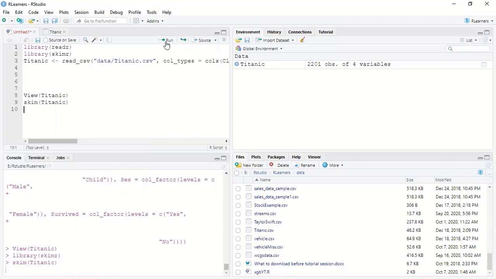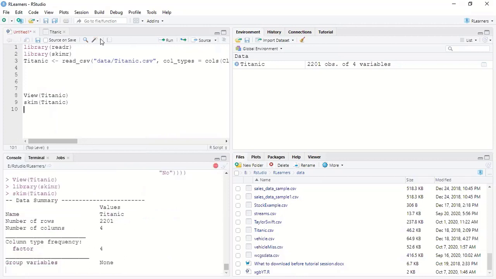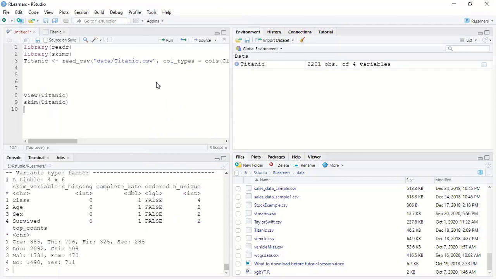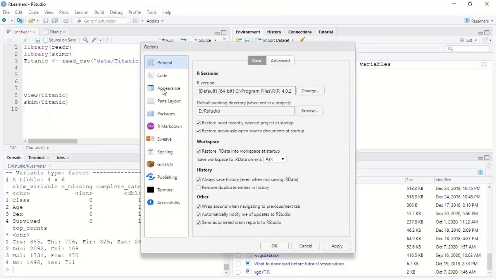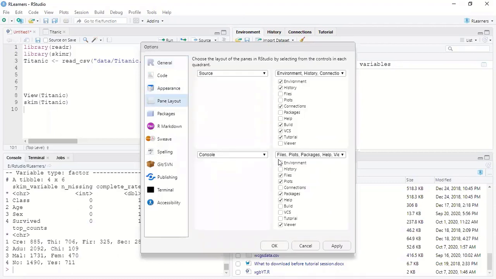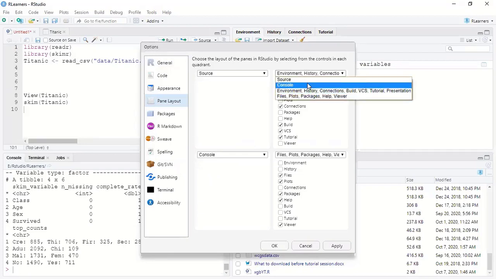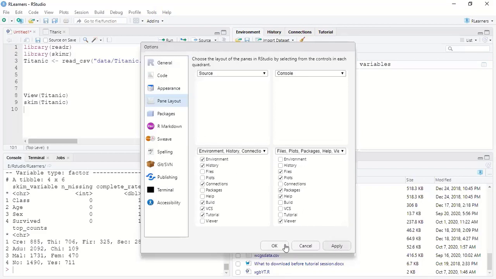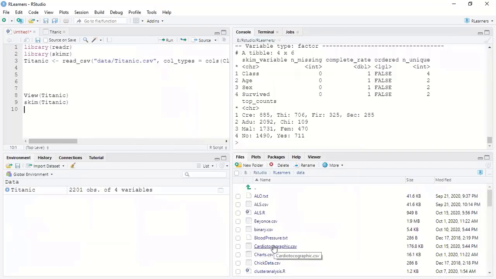Okay. Let me modify my panels. Let me put my console here. All right, I want my console here.